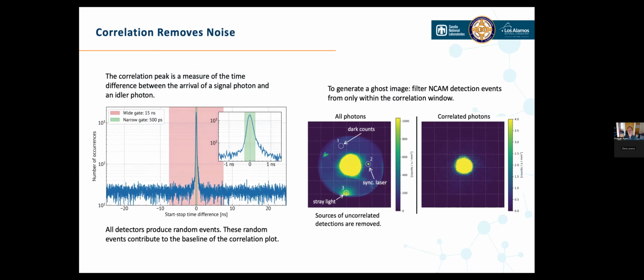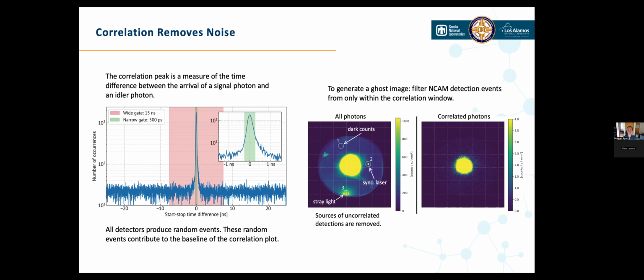So this is actually the correlation from a ghost image. I don't have any sample in here right now, but what we generate in ghost imaging is a correlation trace. And this is essentially taking a look at every photon that came in from our bucket detector, the detector that senses after the plant, and correlating it with the arrivals of whatever came through on our imaging detector, our NCAM detector. And there is still noise associated with that.